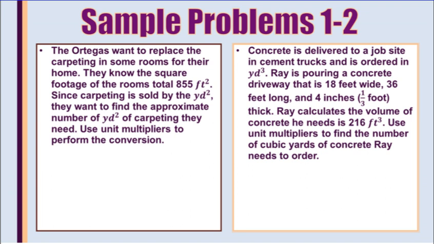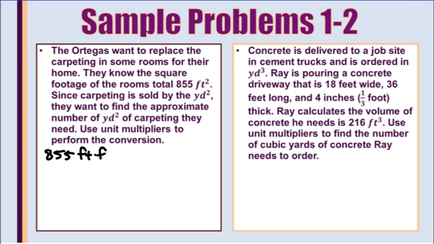They know the square footage of the rooms totals 855 square feet. Since the carpeting is sold by the square yard, they want to find the approximate number of square yards of carpeting they need to use. Use unit multipliers to perform the conversion. So you have 855 square feet.